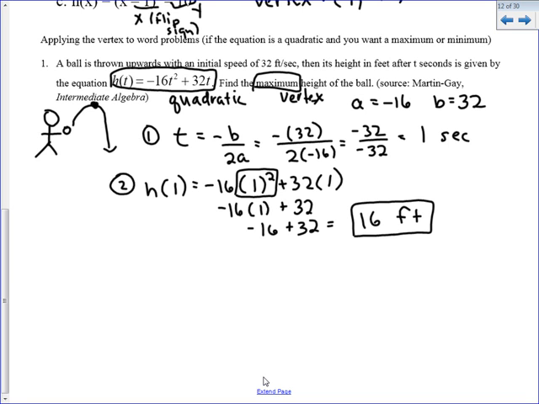A lot of times I have people read that problem, and after I tell them it's going 32 feet per second, after 1 second they say, oh, it's at 32 feet. That doesn't work because it's not traveling just straight up. It's got that curve to it, so it doesn't get all the way to 32 feet because as it goes up, it starts to come back down. So it's only getting to 16 feet.